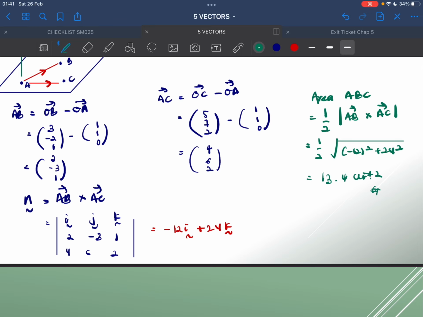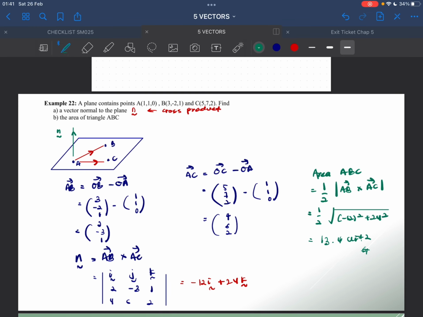Okay, so by now, you have already learned what is a unit vector, what is a vector normal to the plane or vector perpendicular to the plane. That is basically the same thing, okay? Vector perpendicular to the plane or a vector perpendicular to both vector A and B. The same thing, basically you want to find the cross product, okay?